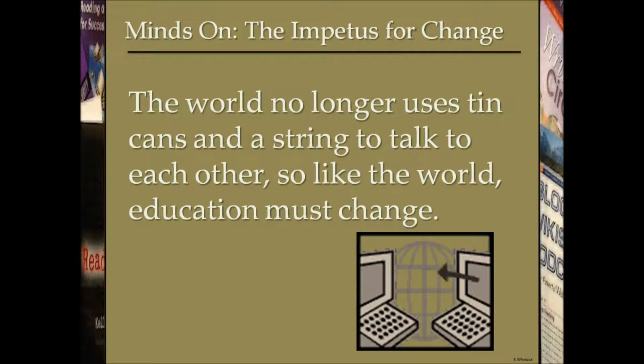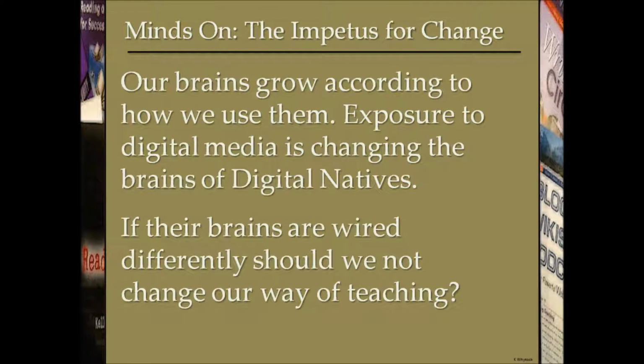The world no longer uses tin cans to talk. The world changed. Education has to change. How I learned when I was in high school and university is not how the world works now. I can't use the "well, it worked for me" argument when I'm teaching. Our brains grow according to how we use them. Exposure to digital media is changing the brains of digital natives. I read an example once where they analyzed the brains of taxi drivers in London, England.